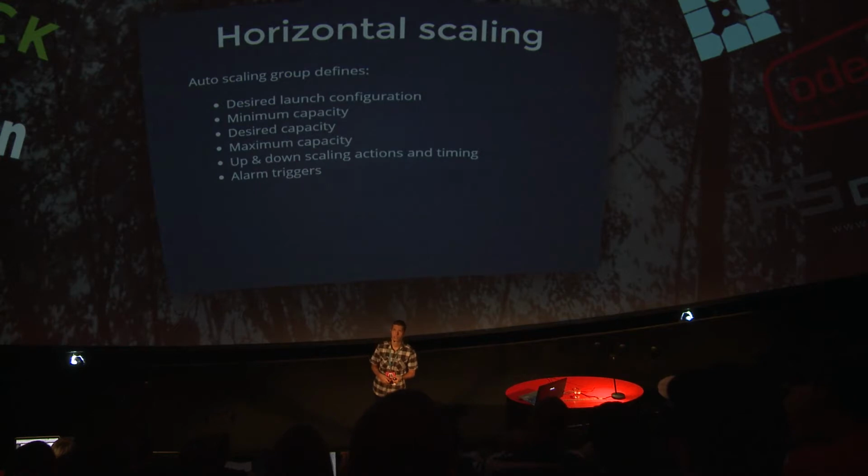An Auto Scaling group defines the launch configuration that you will be using, but also describes how many instances you want to have. It describes your minimum, desired, and maximum capacity. Also, this Auto Scaling group defines timing for when this will happen, like for example, cooldown time from the last activity, and also defines which alarm triggers will trigger this scaling.